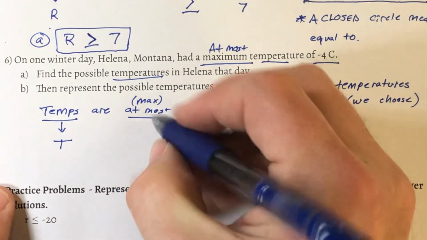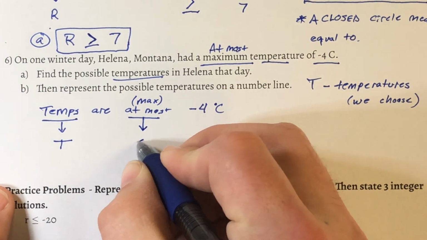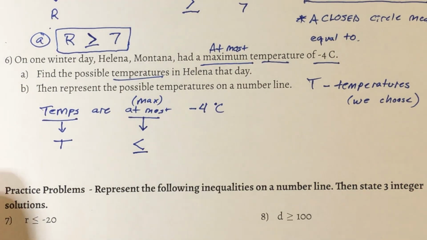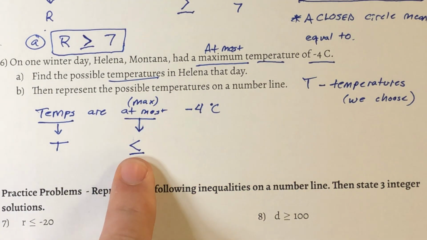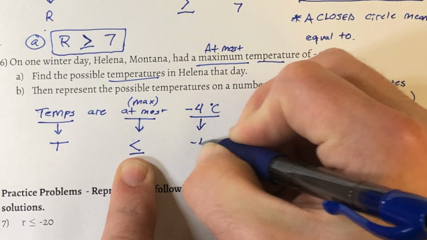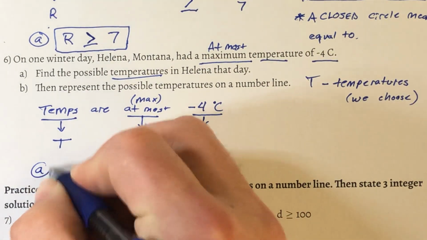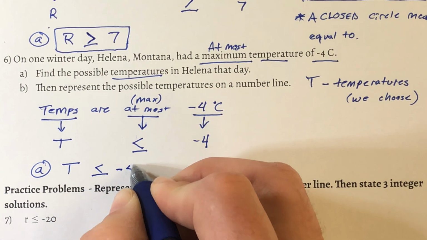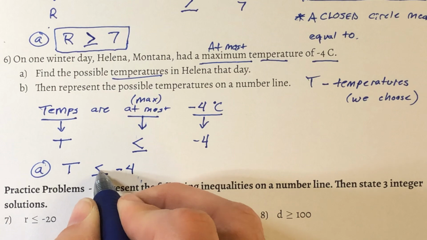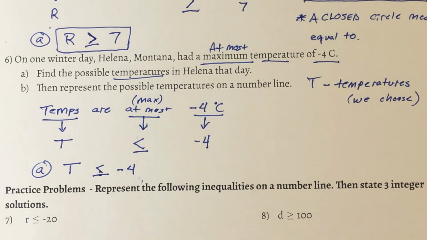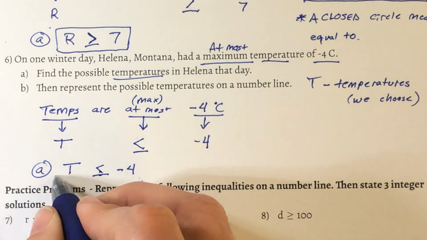I know, frightening, right? So that means we're going to be less than. We can't go past it. We could go equal to it though. So maximum or at most means less than or equal to. Do not go past it. Stay under it or equal to it. And what number are we using? -4. So our inequality is T is less than or equal to -4. The temperatures will be less than, colder than, smaller than, lower than, or equal to -4 degrees. It's not going to get past that. I know. Horrible.